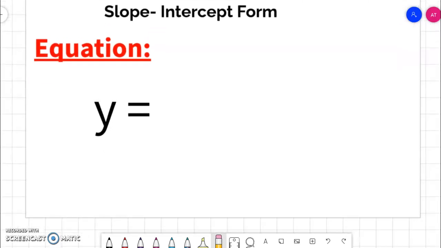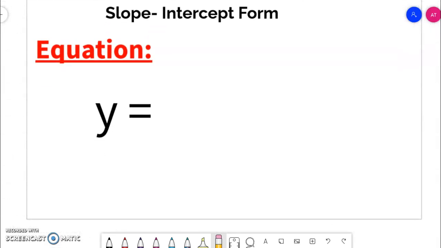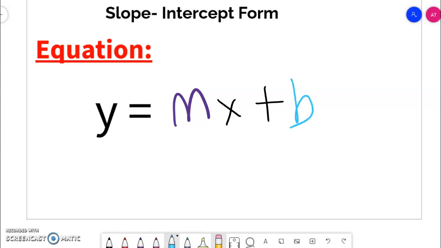So we have slope-intercept form here. Do you guys remember what it was? So I have y equals mx plus b. So what does the m stand for? My m stands for slope, if you recall, and my b stands for my y-intercept.